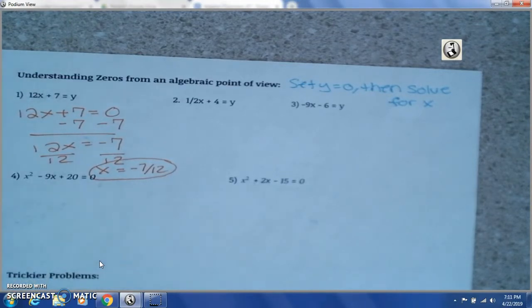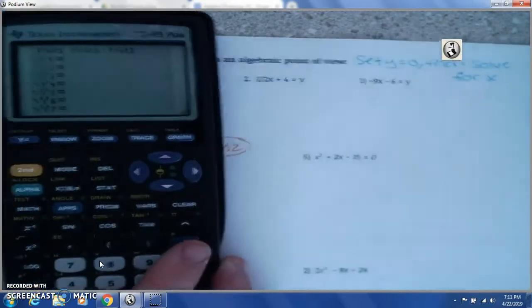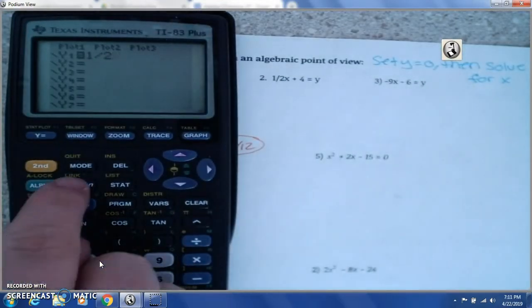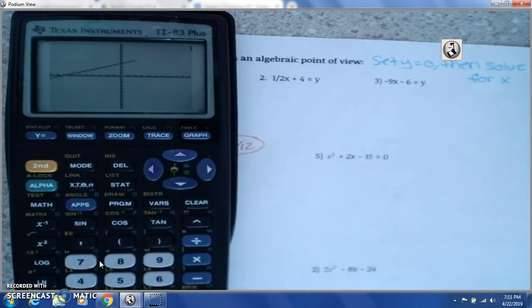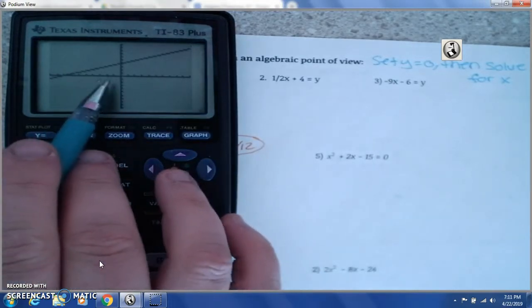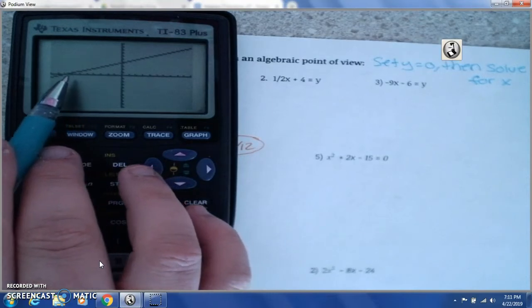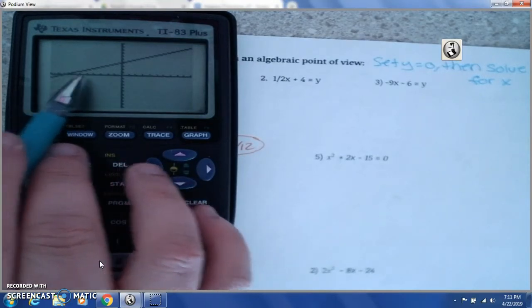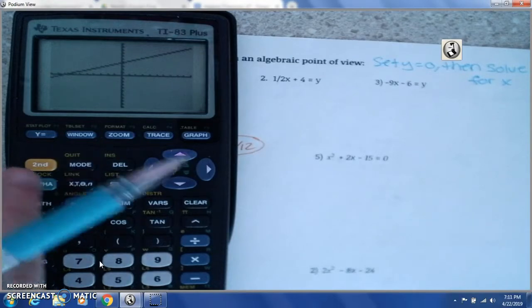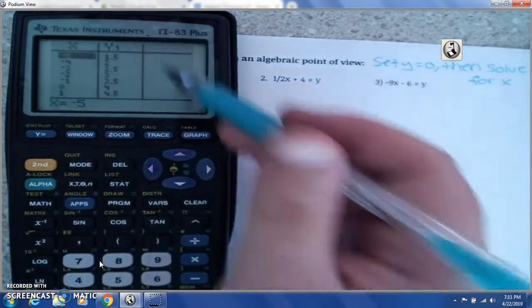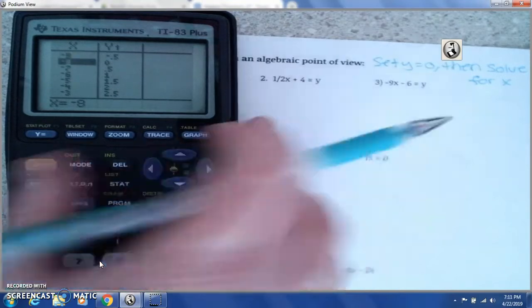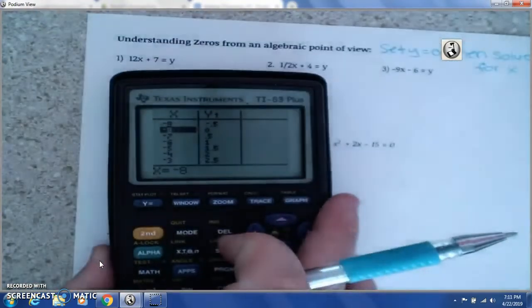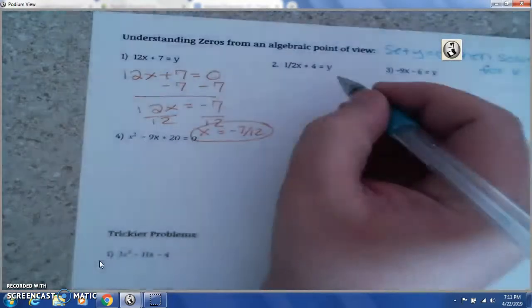Now, the second one looks like it'll probably work in our graphing calculator. So I'm going to do 1 divided by 2, x plus 4, and that equals y. I'm going to go ahead and graph. And yeah, right there, okay? I'm going to count. 1, 2, 3, 4, 5, 6, 7, 8. Kind of -7, -8. I think it's -8, but again, to double check, look where y equals 0. Okay, we have to scroll a little here. Oh, right there. So it's -8. So again, (-8, 0). So -8 is your zero.